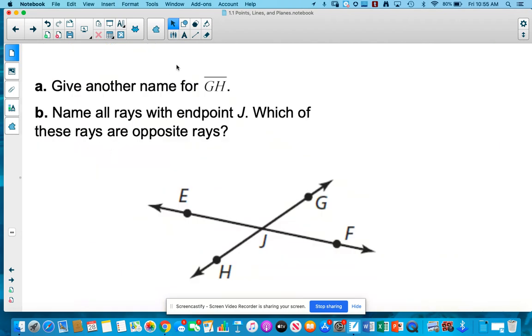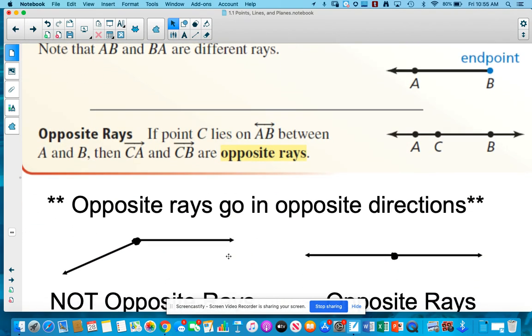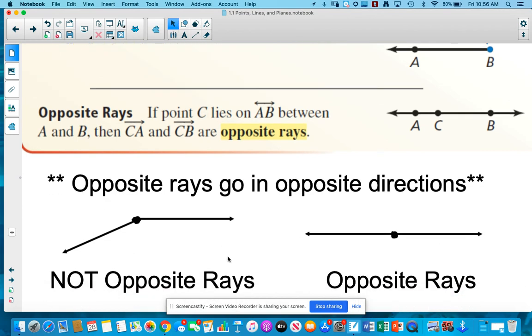Let's go back. We forgot to talk about opposite rays. So go ahead and pause, make sure you get these definitions down. If point C lies on line AB, so notice it's between A and B, then we could say CA and CB are opposite rays, meaning they go in opposite directions, exactly opposite.